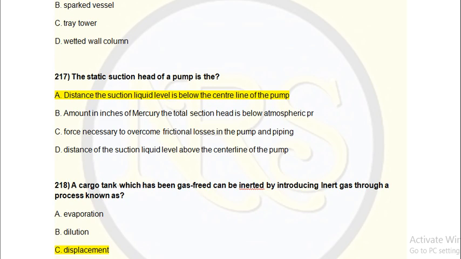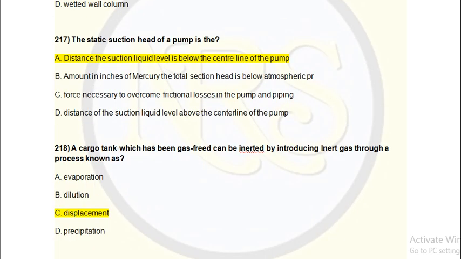Option B, amount in inches of mercury. The total suction head is below atmospheric pressure. Option C, force necessary to overcome frictional losses in the pump and piping. Option D, distance of the suction liquid level above the center line of the pump. The correct answer is option A, the distance the suction liquid level is below the center line of the pump. For question number 217, option A is the correct answer.